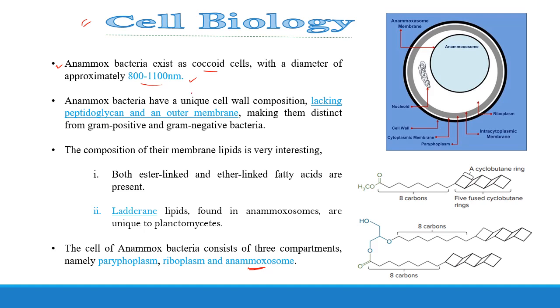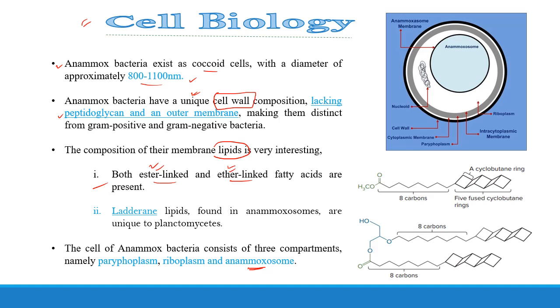They have a unique cell wall composition. If we see their cell wall composition, they lack peptidoglycan and an outer membrane, that means they are distinct from gram positive and gram negative bacteria too. And if we talk about their membrane lipids, that means the cell membrane, there is also an important feature: they are both ester linked and ether linked. We know that ester linkage is found in bacteria and ether linkage is found in archaea, but both of them are found in the case of Anammox bacteria.